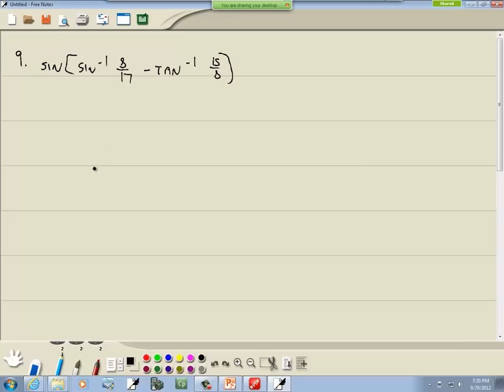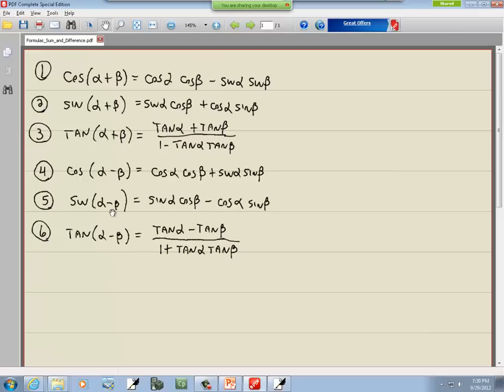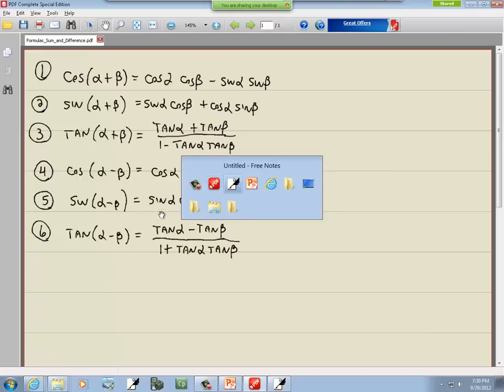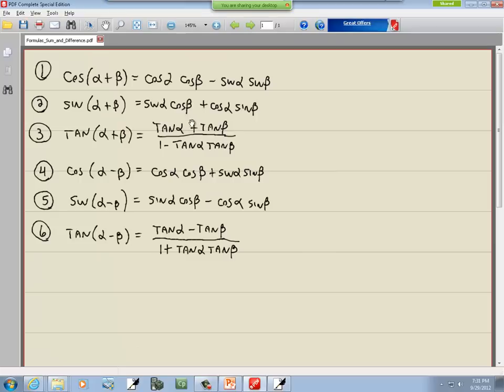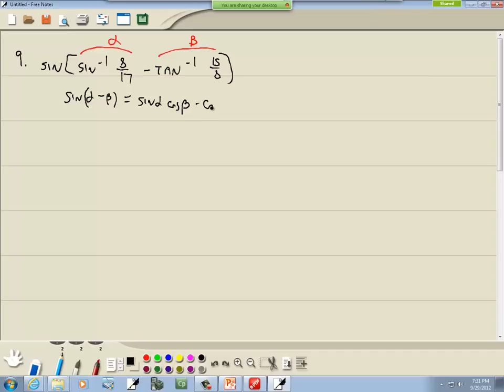Well, we're trying to match it up with the formulas, so I could say this is alpha, and I could say this is beta. And so then the formula we're looking at is sine of alpha minus beta, which is sine alpha cosine beta minus cosine alpha sine beta. Okay, so that's the formula we're going to be working with.